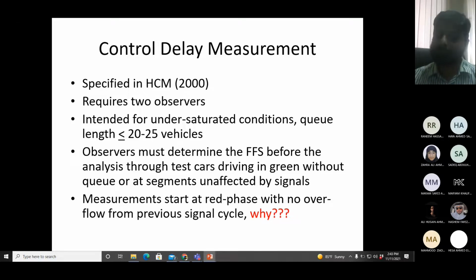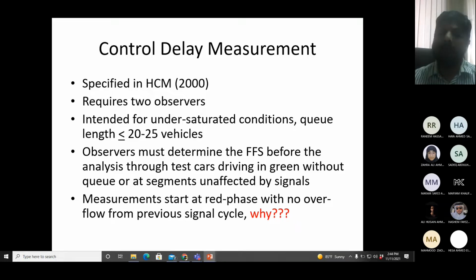So the queue must be less than 20 vehicles, and the other condition is that all cars which come during one red phase clear the intersection during the next green phase. So these are the two conditions. If you meet these conditions, the signal is undersaturated. If you don't meet them, the signal is oversaturated.